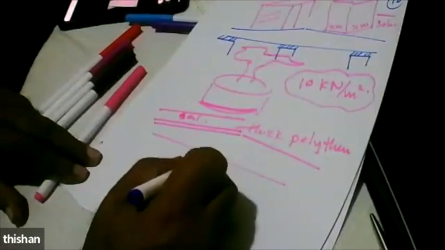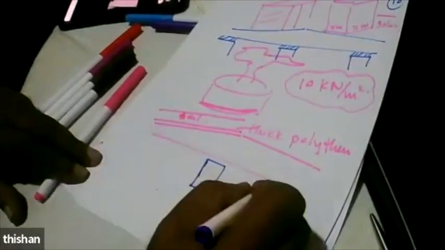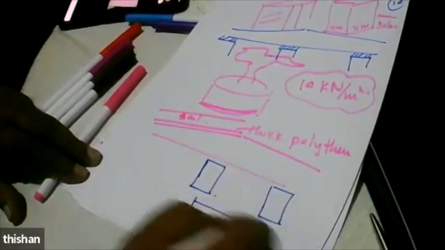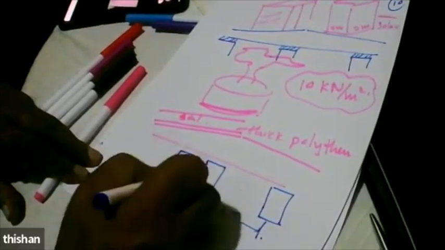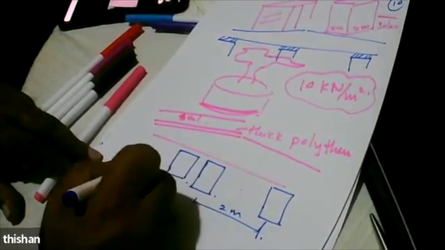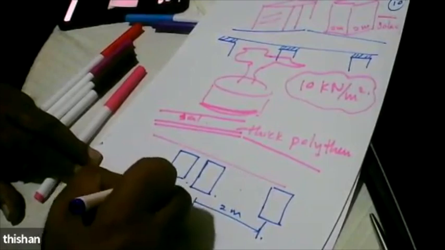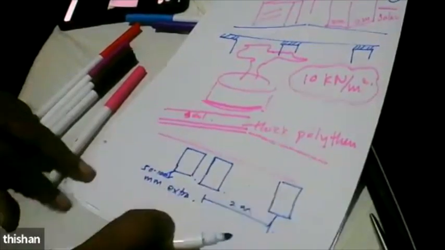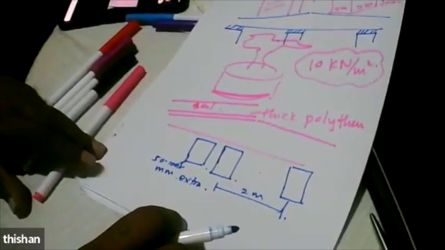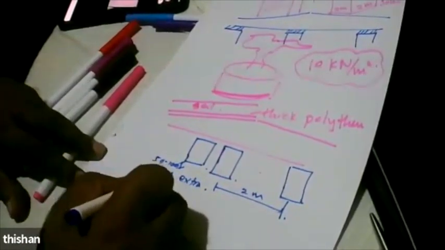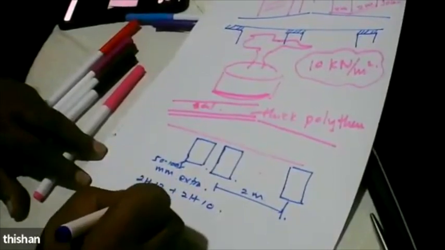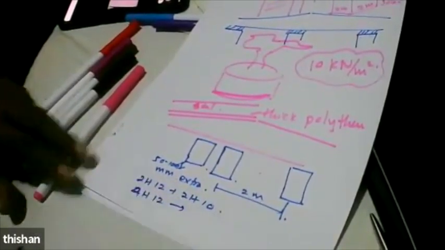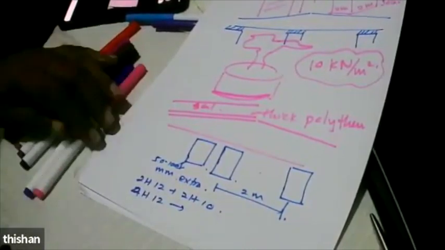So what is the penalty? To support all these big loads, we need a deeper beam at every 2 meters. So the normal beam may be this size. This may be about 50 to 100 millimeters extra. That is the only penalty. And you might find that instead of 2H12 plus 2H10, you might need 2H12 plus 4H12, something like that. Slightly more reinforcement in the beam.